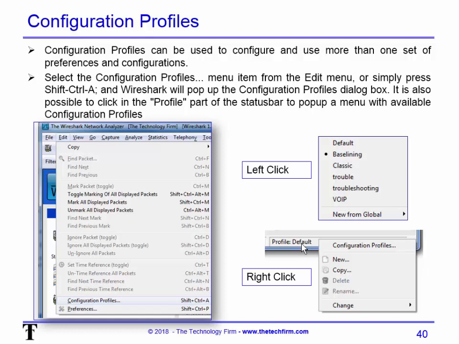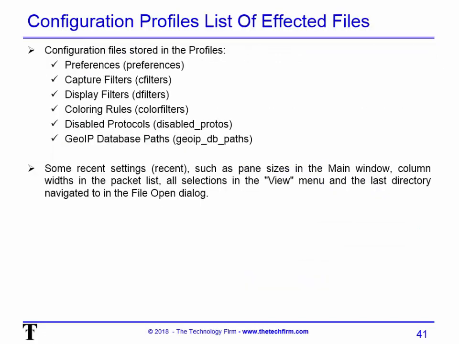This is relatively new to Wireshark, so not a lot of people use them, but this is a very good little tip to have. Now, when you do create a profile, what's going to happen is you're going to create a folder. So within the Wireshark folder of stuff, you will actually see things like your preferences, your capture filters, and in brackets I've actually put the name of the files that will be in those folders. So this is one way that it tracks it.